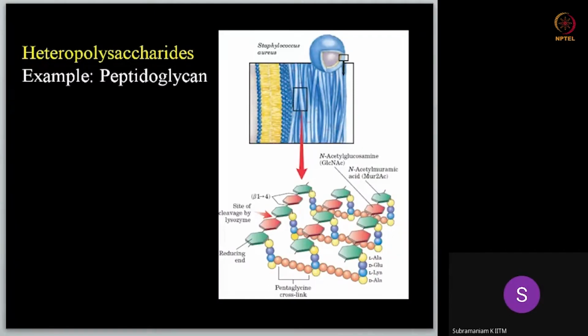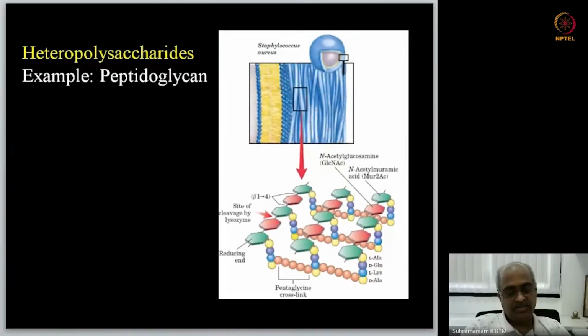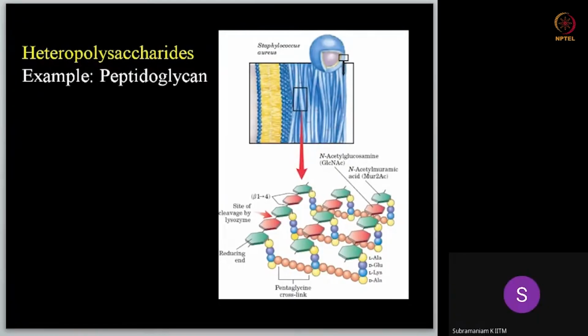Yesterday we discussed the homopolysaccharides, and we came up to chitin. Chitin is the polysaccharide that forms the structural unit of the exoskeleton of many arthropods, including the insect's protective cover for its wings. So today we'll continue further.